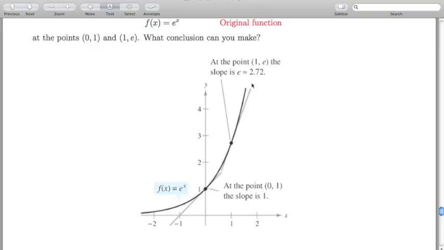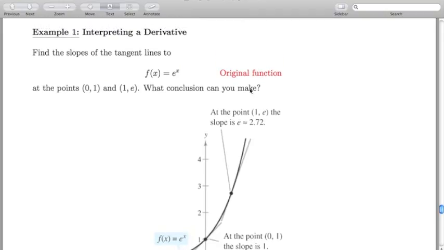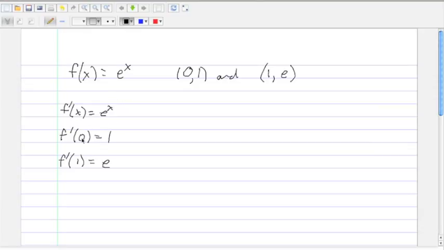So then what conclusion can we make? The slope of the tangent line at a given point is going to be the y value of that point. So again, if we want to find the slope of the tangent line, just look at your f prime. We looked at f prime of 0 and f prime of 1. We said f prime of 0 is 1, f prime of 1 was e. Again, e to the x is its own derivative, so the derivative of e to the x is e to the x. And we found these values.